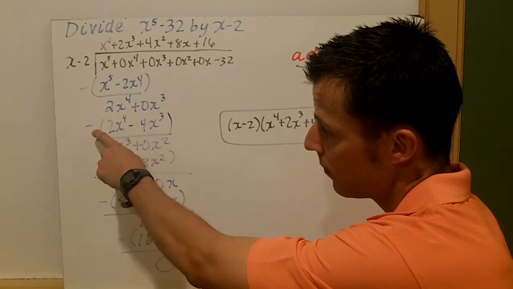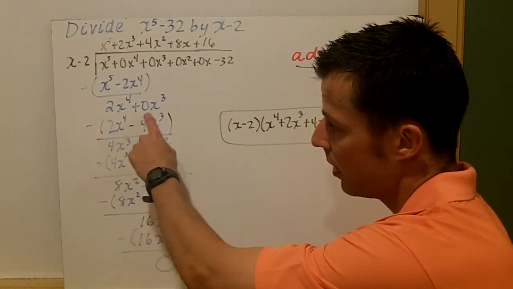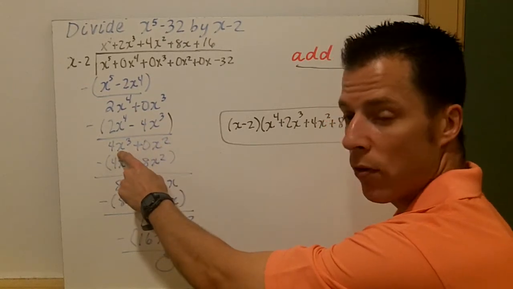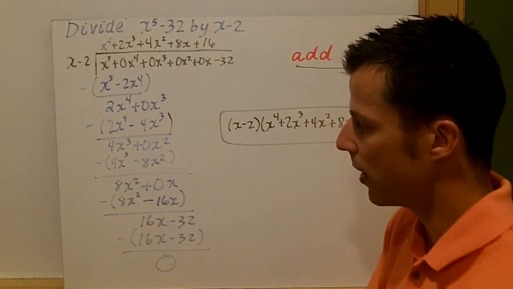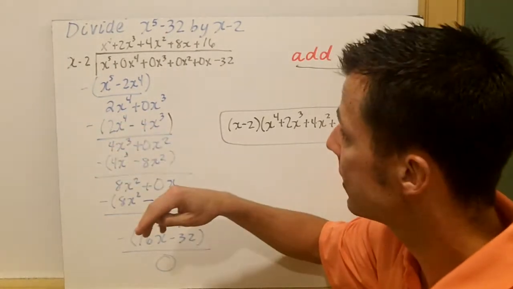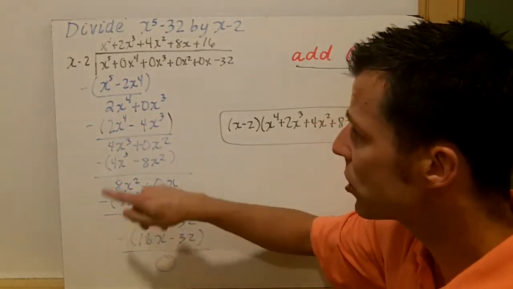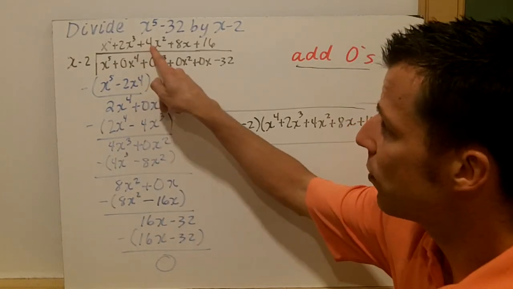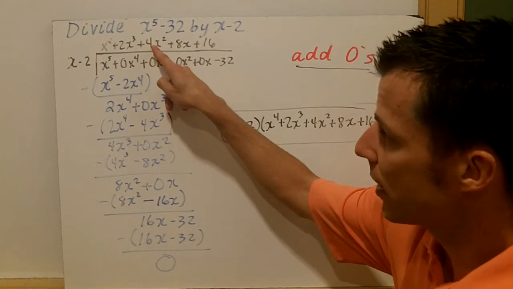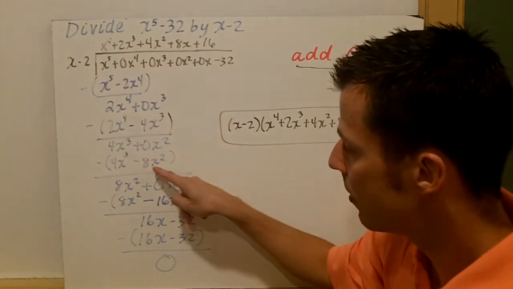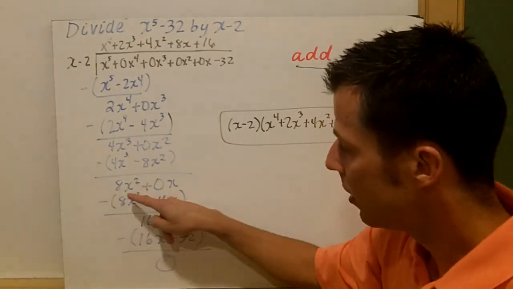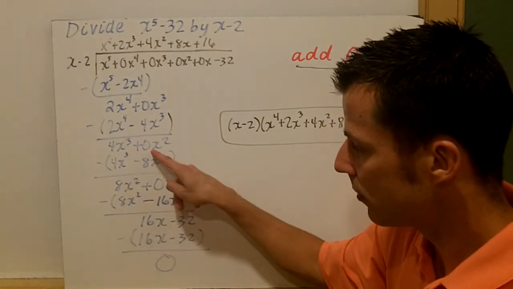So 2x to the fourth minus 2x to the fourth is gone. X cubed minus negative 4x cubed becomes 4x cubed, and I bring down the 0x squared. X goes into 4x cubed, 4x squared times. So then 4x squared times x is 4x cubed. 4x squared times negative 2 is minus 8x squared. Subtract off both those terms, and I'm left with 8x squared.